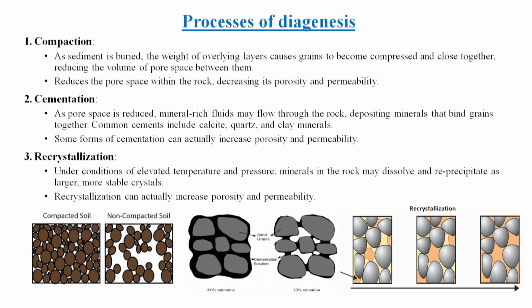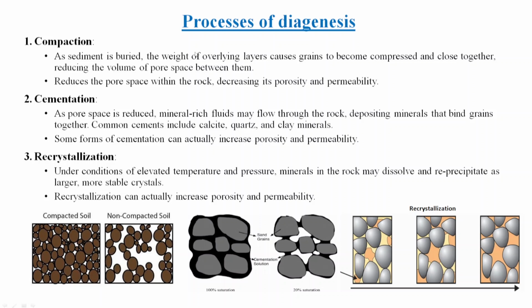Processes of diagenesis also include compaction, cementation, recrystallization, replacement, dissolution, and sometimes organic processes as well. In compaction, when the sediment is already buried, the weight of the overlying layers causes the grains to become compressed and close together. It reduces the pore spaces that are already present, so obviously if I reduce the pore space, eventually the porosity and permeability also decrease.